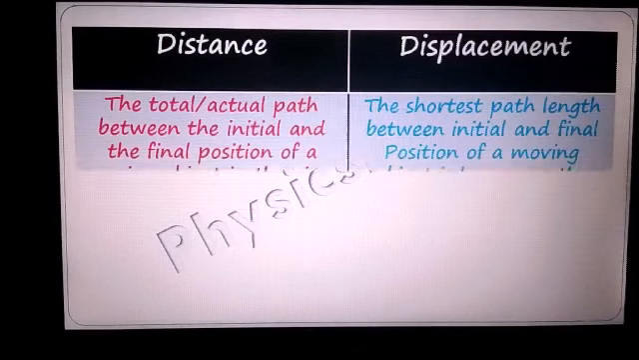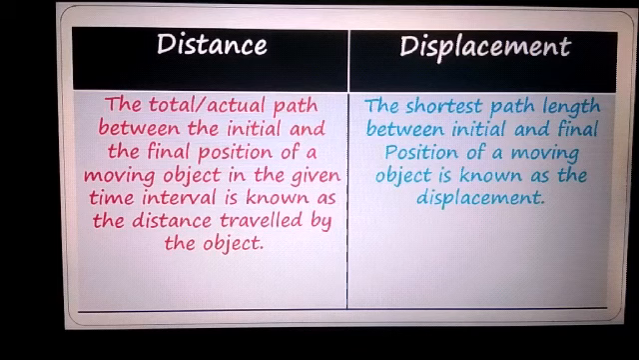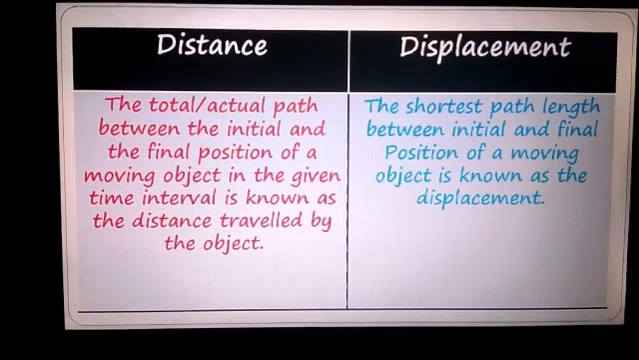In the last video, we studied distance and displacement. Distance is the total or actual path between the initial and final position of a moving object in the given time interval, while the shortest path length between initial and final position of a moving object is known as the displacement. Means the total path, whichever be the journey between the two points, is defined as the distance, while the difference between initial and final point is known as the displacement.